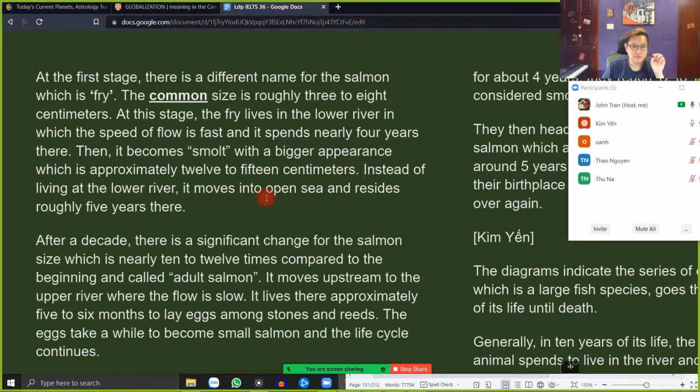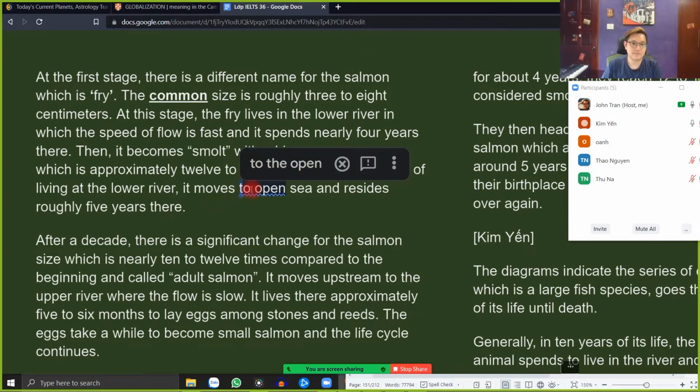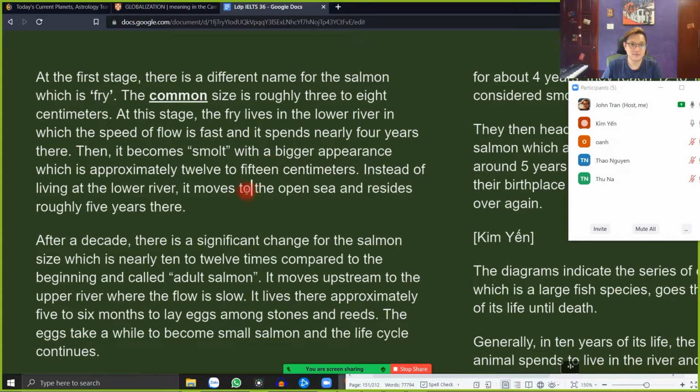It moves. No, actually it moves to the open sea, not into open sea, okay? Because basically an open sea is supposed to be bigger than the river that it lives in, so you cannot say that move into open sea. Cái biển cả phải bự hơn là cái dòng sông mà nó sống rất là nhiều, đúng không các bạn? Thì đương nhiên không thể nào là đi vào biển cả được, mà phải là di chuyển ra biển cả mới đúng. It moves to open sea. To the open sea, sorry.